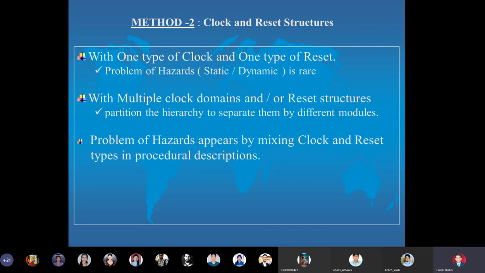Okay, so we know that ideally hazard should be 0, ideally skew should be 0, but you know that ideal conditions can never be achieved in real life situations. That is why we say minimize. So one should try to minimize the skew, minimize the hazards, minimize the latency, and improve the throughput. The problem of hazards appears by mixing clock and reset types in procedural descriptions.